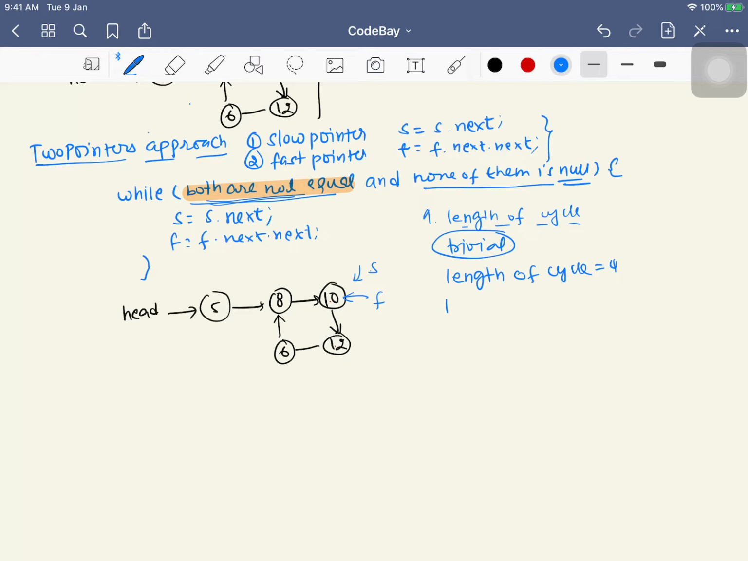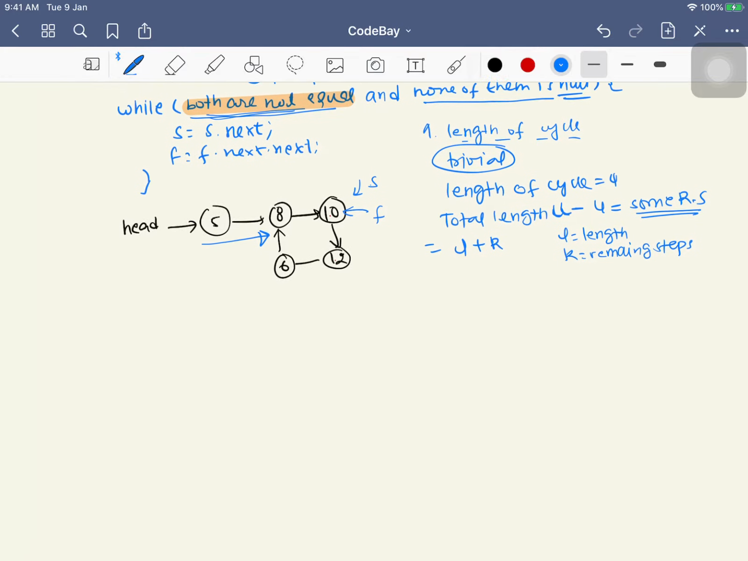Now this means that the total length of the linked list minus 4 is equal to some remaining steps. These remaining steps are these ones. Now we can write L is the length of the cycle, plus the remaining steps K. So let's write it here: L is the length and K is the remaining steps.